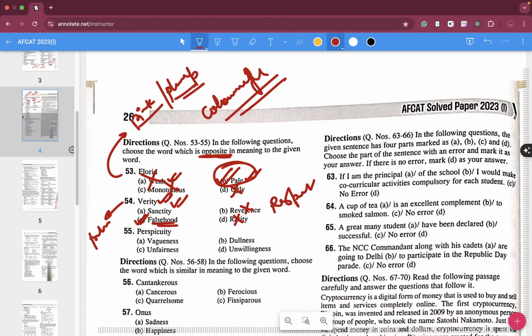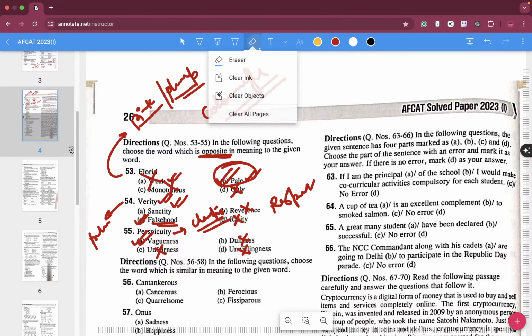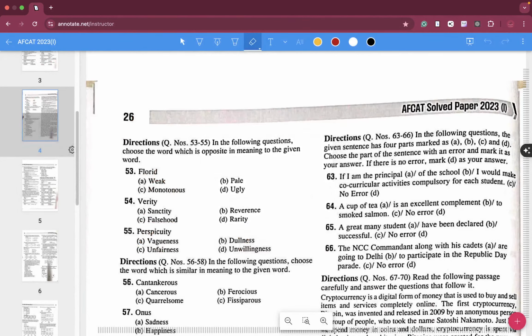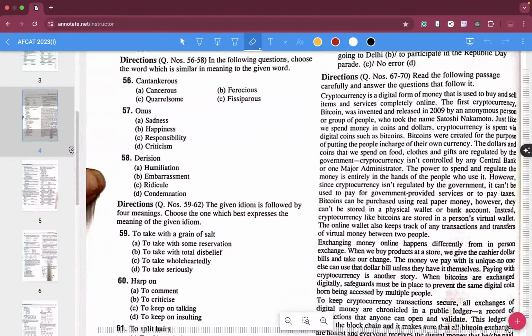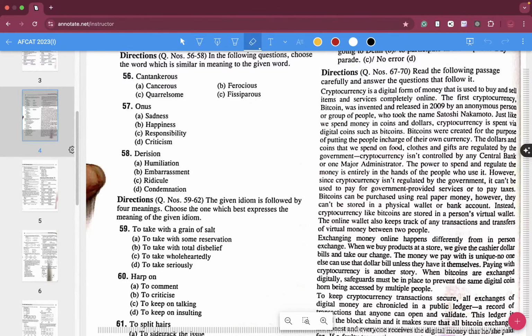Perspicuity means clarity over here. So unfairness, dullness, unwillingness do not seem to be the right answer. The opposite will be 55A, vagueness. Perspicuity, opposite will be vagueness. Now let's move on to questions 55 to 56 to 58.